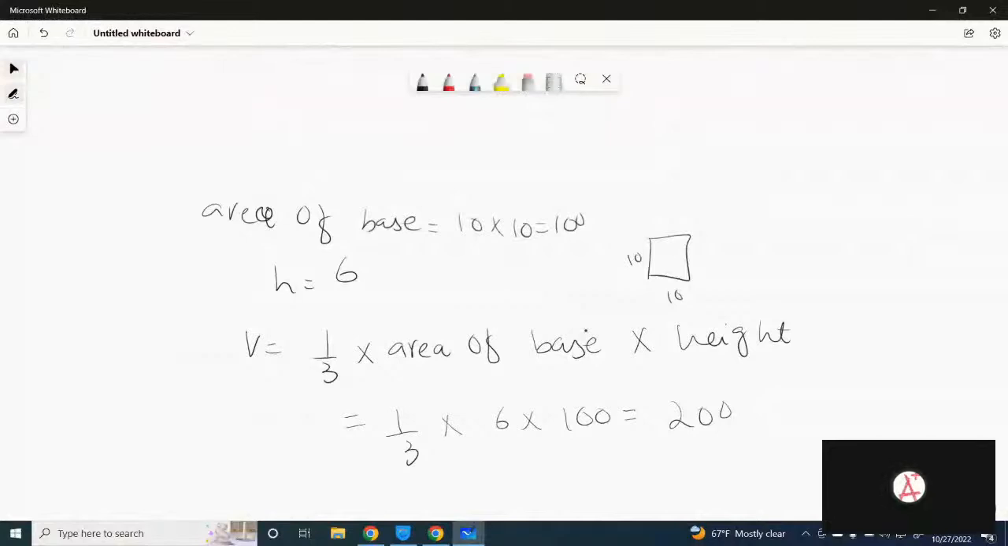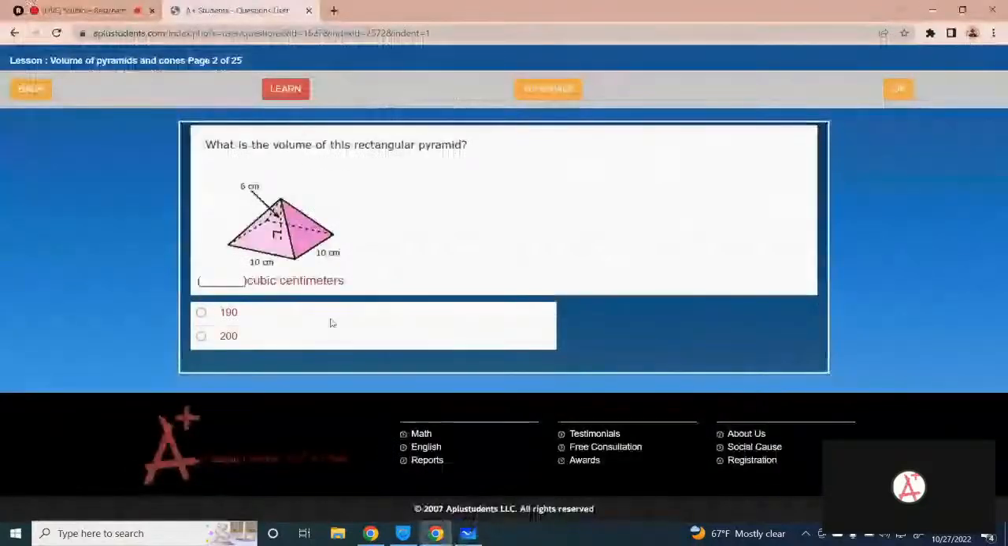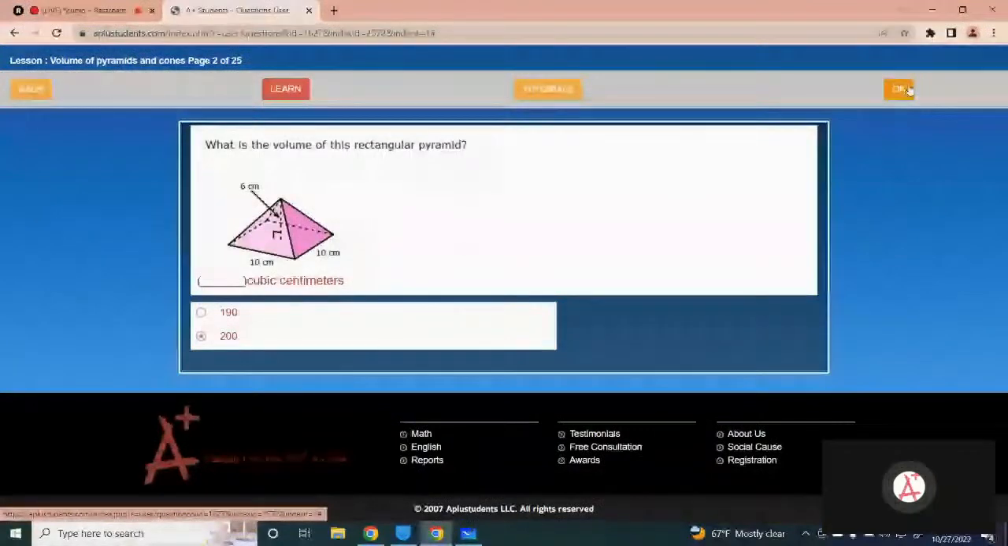Okay, the next one is again a rectangular pyramid. You have to do the same. First of all, you have to find the area of the base. Base is 7 and 6. So 7 times 6 is... okay, we have done this one. This is 200.